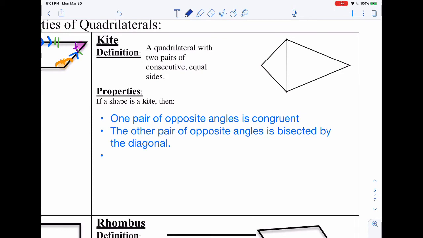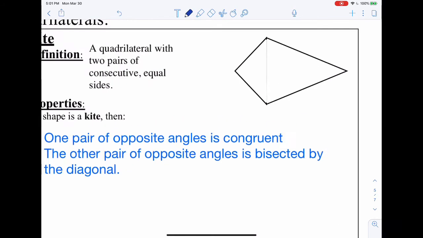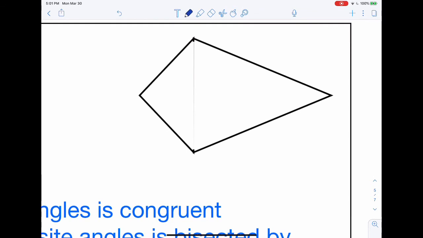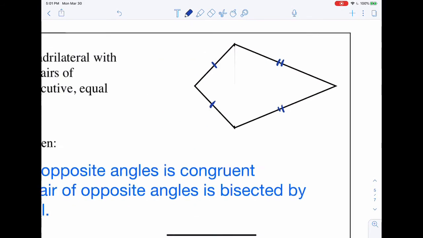Now the definition: a quadrilateral with two pairs of consecutive equal sides, equal or congruent could be used. So consecutive meaning one right after the other. So there's one pair of consecutive congruent sides. There's another pair of consecutive congruent sides. There's the definition of a kite.